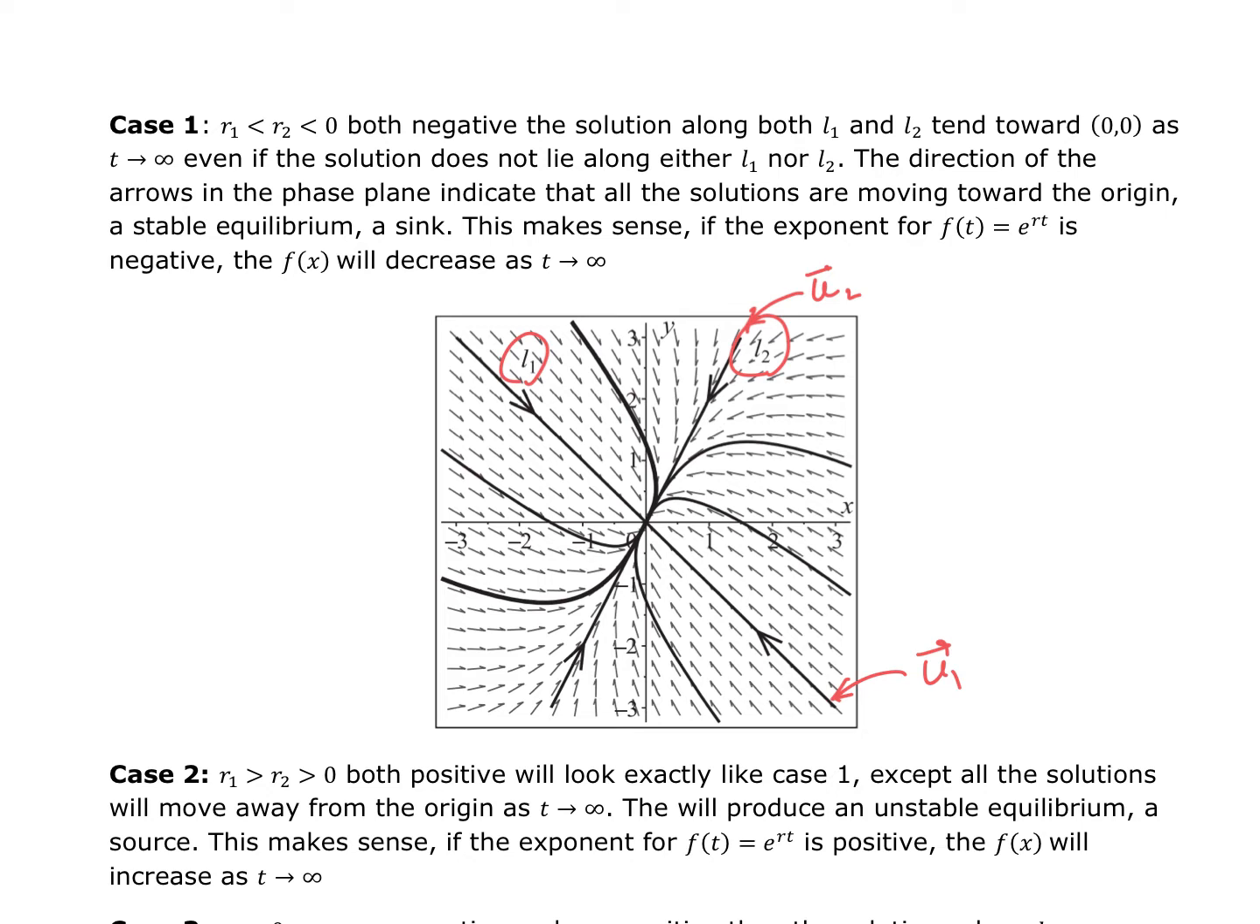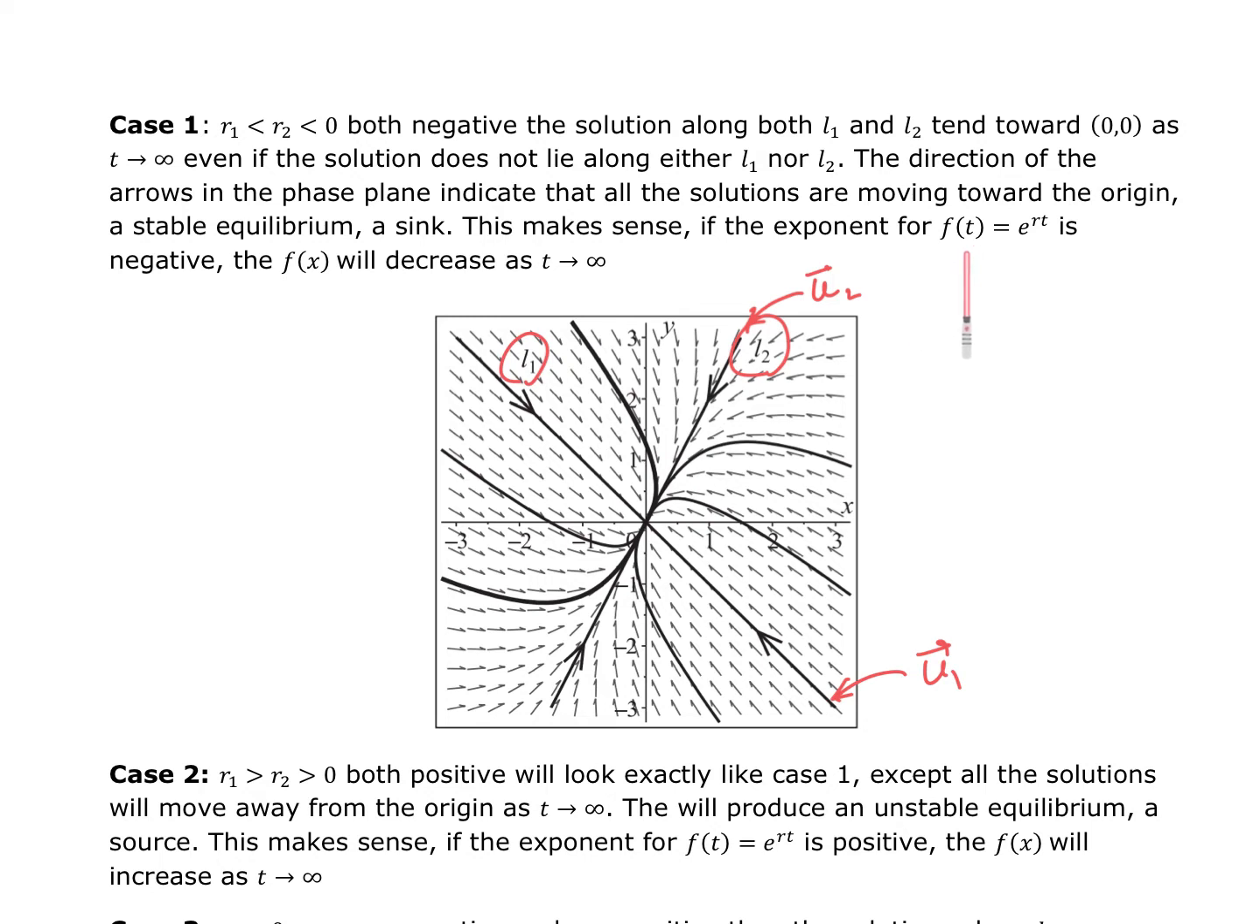They're going to go toward 0, 0 as t gets large, even if the solution doesn't lie along either one of these lines. And the direction of the arrows in the phase plane indicate all the solutions are moving toward the origin. It's a stable equilibrium. It's a sink. And this kind of makes sense, right?